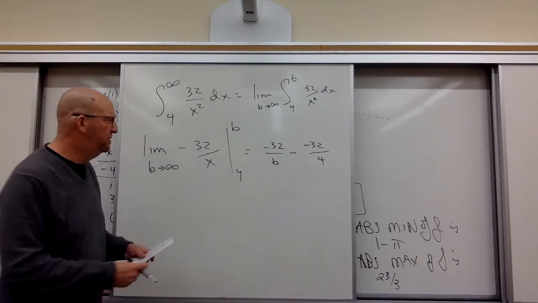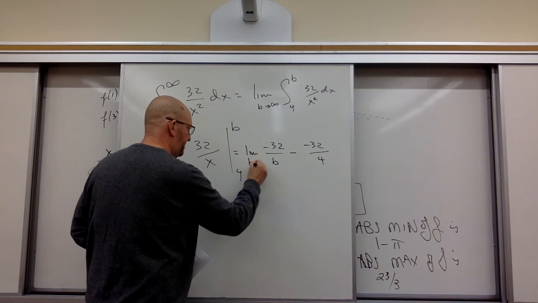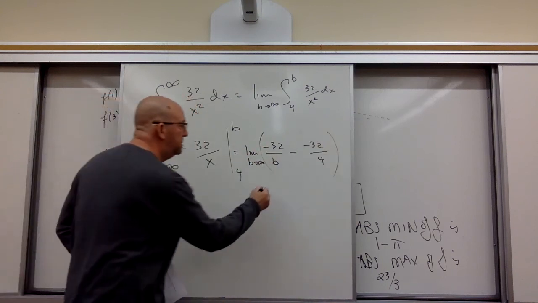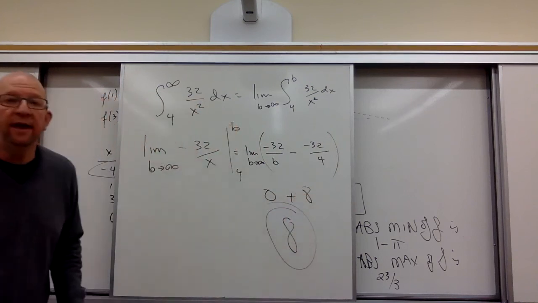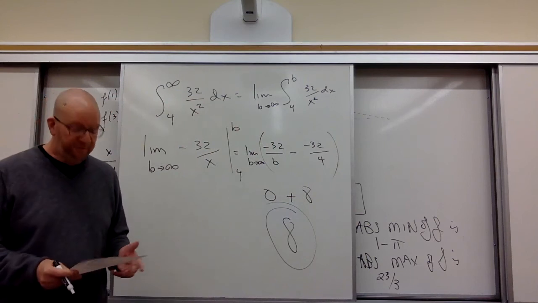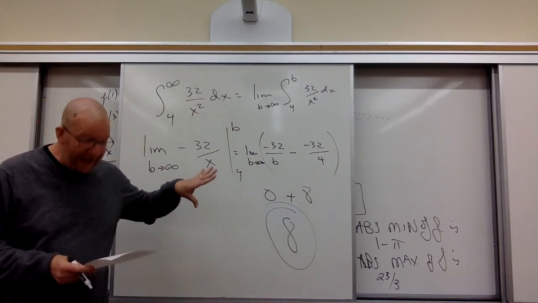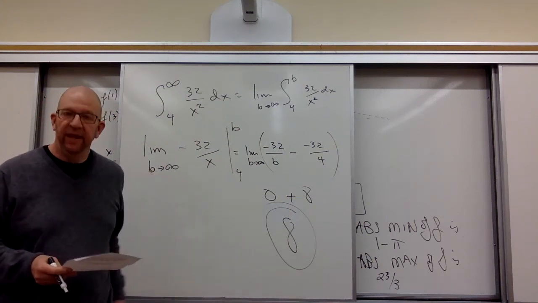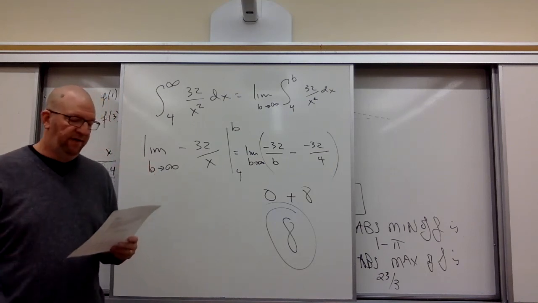That's -32 over b minus -32 over 4. How about as b goes to infinity? That's 0 plus 8, or 8. And that is the limit for the area of the region bounded by the x-axis, x equals 4, and the portion to the right of x equals 4.